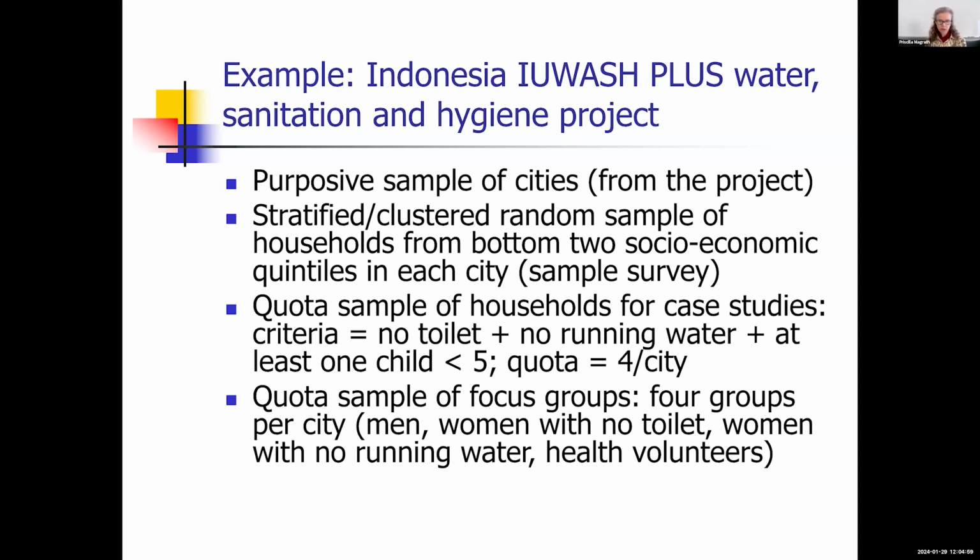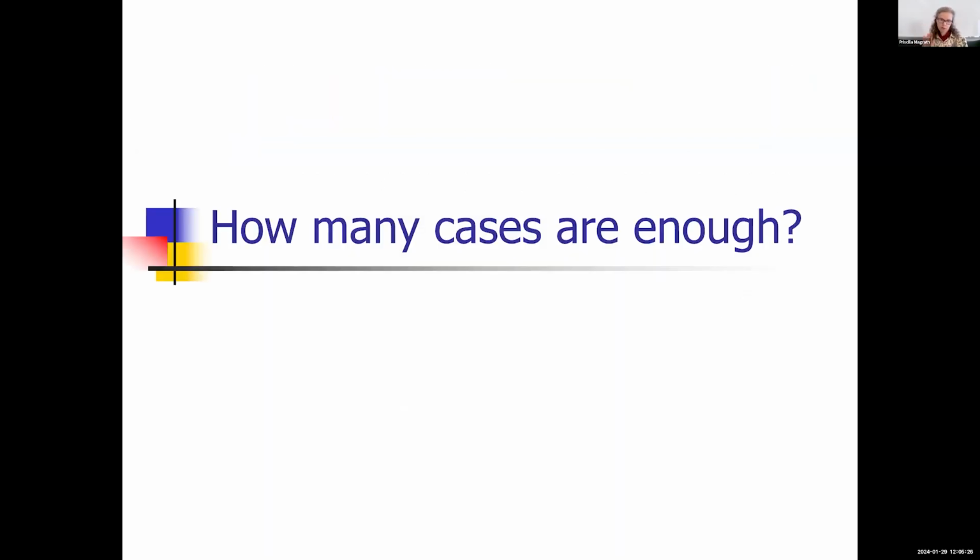Then we took a quota sample of households for case studies, making sure that we had households fulfilling these particular criteria: no toilet, no running water, toilet, running water, and so on, all the different categories. And then we also took a quota sample for the focus groups to make sure we had enough men, women, people with toilet, people without toilet. So you can combine different ones. That's the main point. Okay.